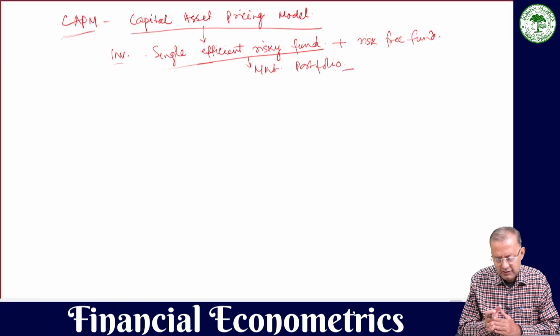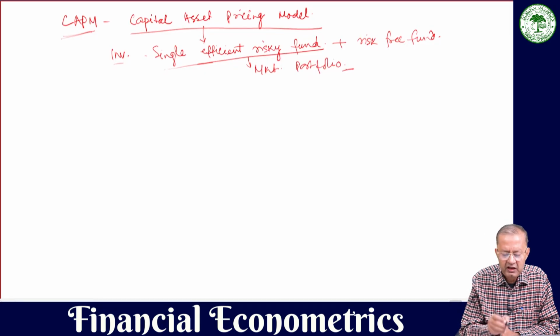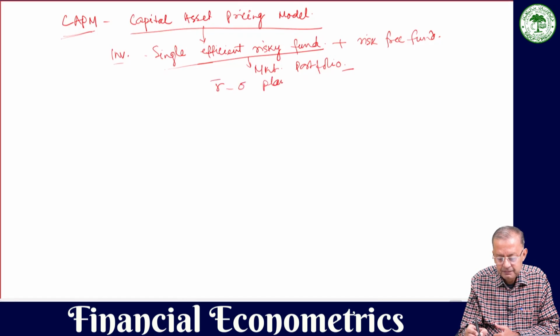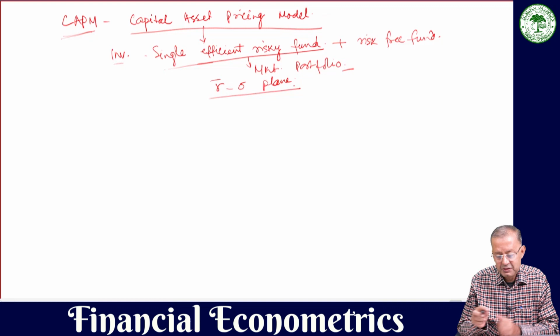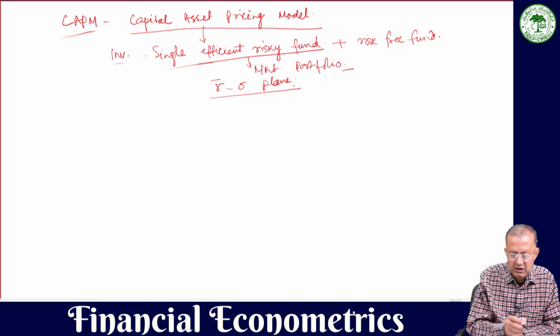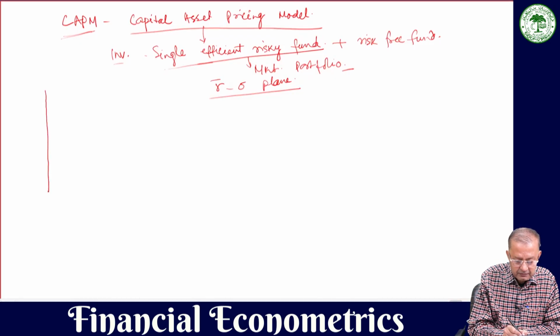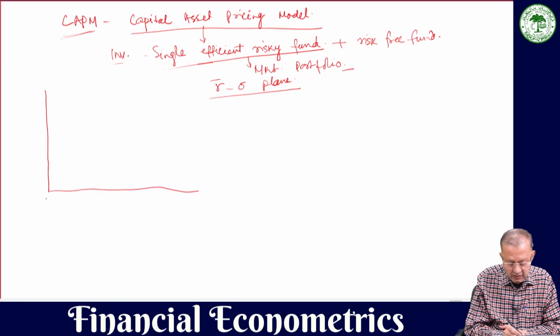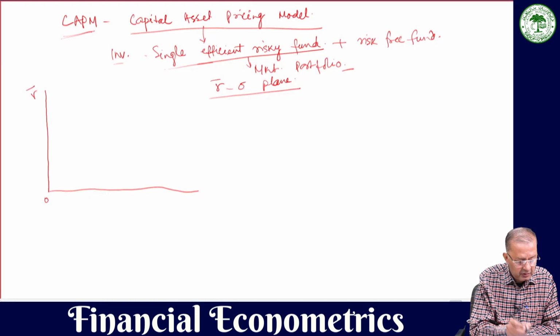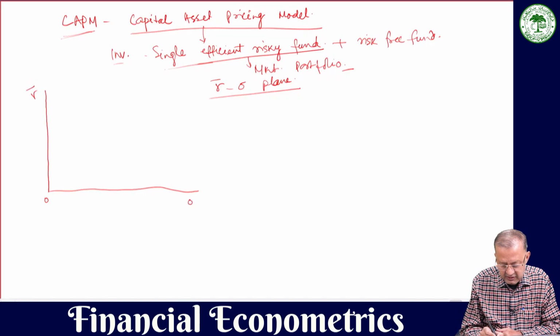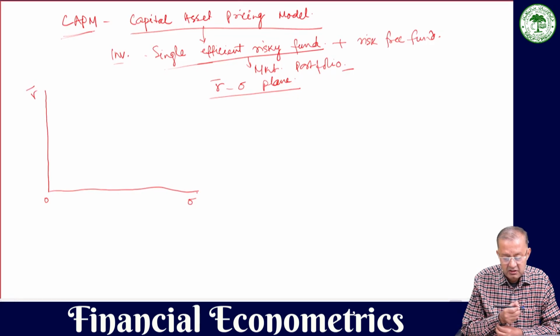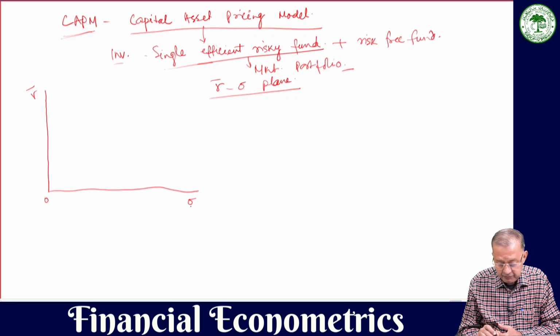Now, this can be shown with the help of a diagram also, in this R bar sigma plane. We would like to explain something with this diagram. So let us first draw the diagram in the R sigma plane. This is the mean rate of return of an asset, and this is the standard deviation of the asset, which talks about the risk factor.